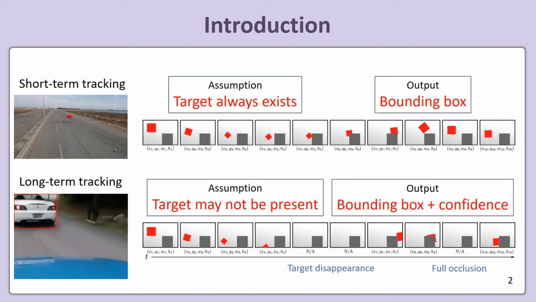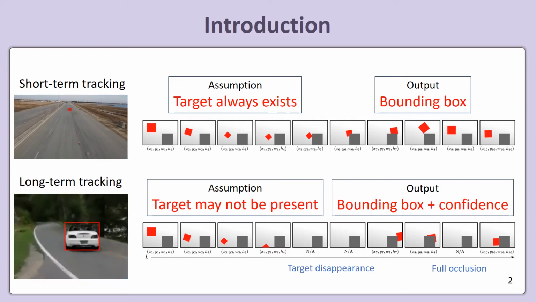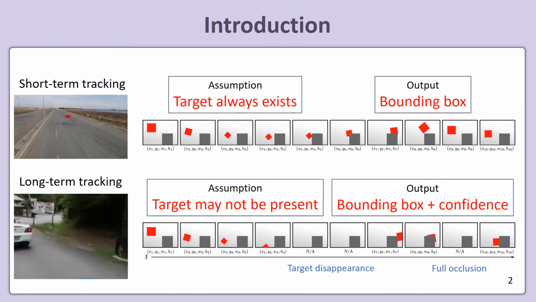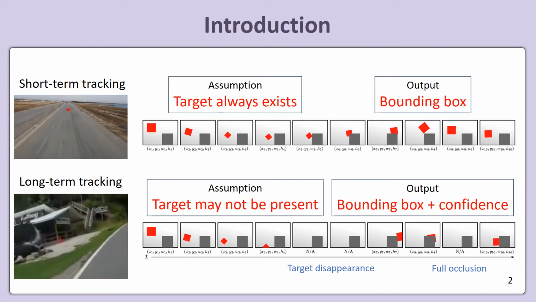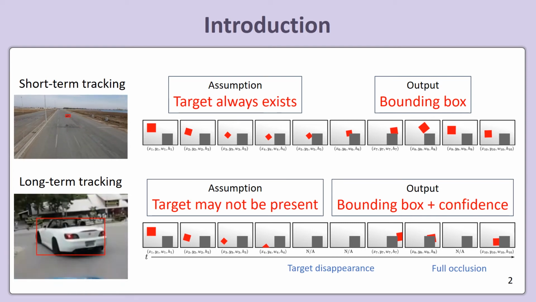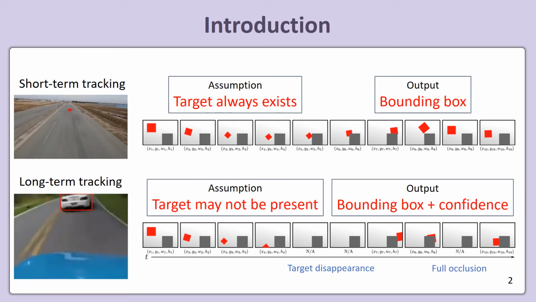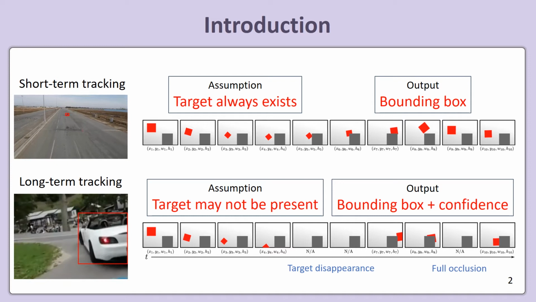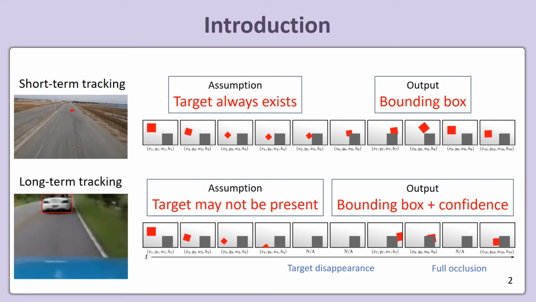First of all, we introduce the differences between short-term tracking and long-term tracking. In the short-term tracking setting, the target always exists, so we just estimate the bounding box of the target object. Different from this, long-term tracking requires an additional process because the target may not be present in this setting. So, the redetection mode is required for finding the target after it disappears. And we must compute the bounding box with a confidence score. According to the confidence score, the system judges whether the target exists or not.